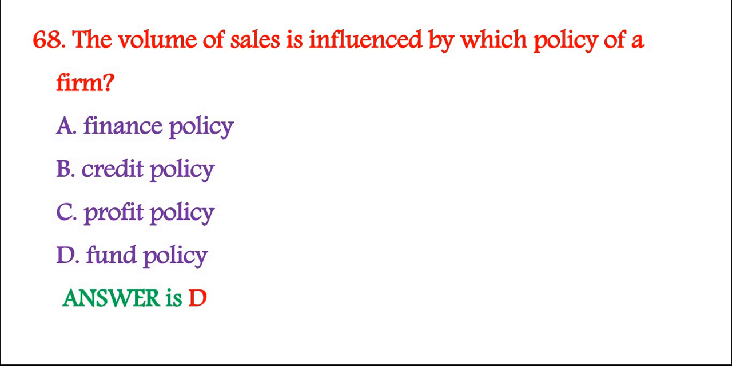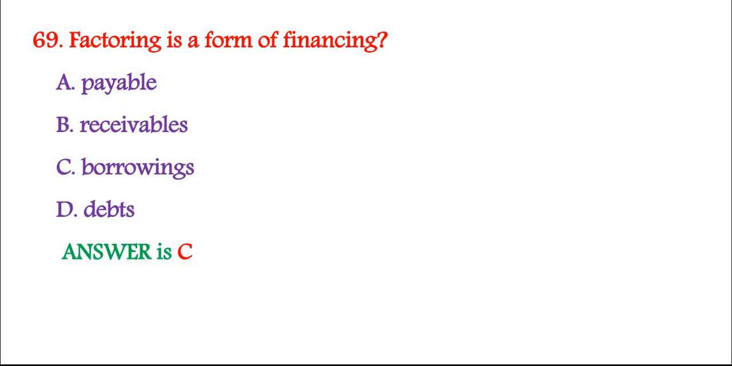68. The volume of sales is influenced by which policy of a firm? A. Finance policy, B. Credit policy, C. Profit policy, D. Fund policy. Answer is D. 69. Factoring is a form of financing? A. Payable, B. Receivable, C. Borrowings, D. Debts. Answer is C.